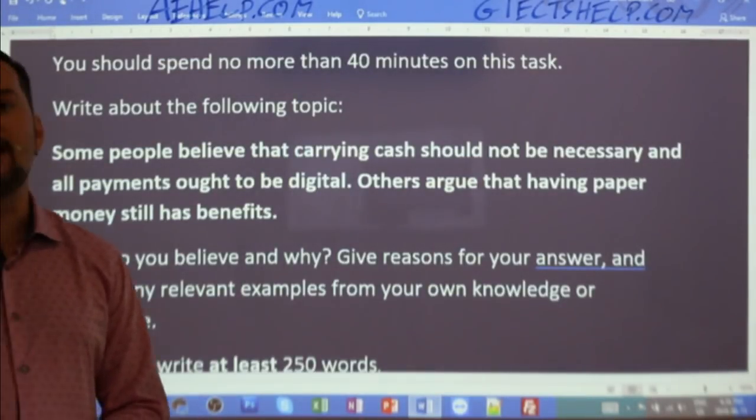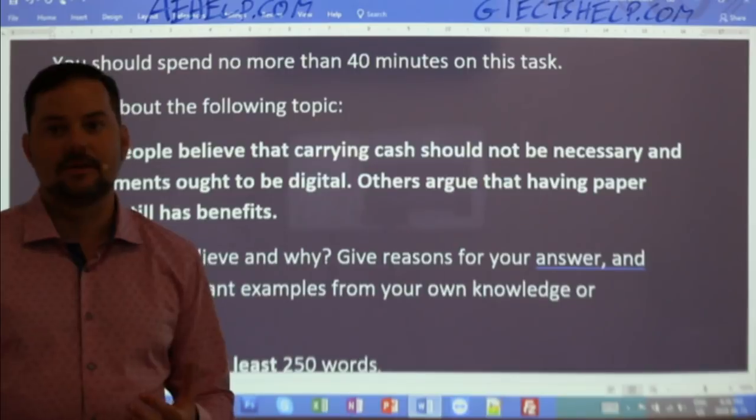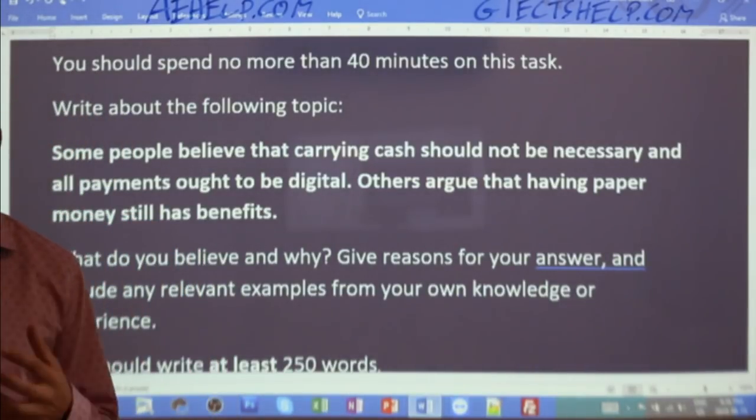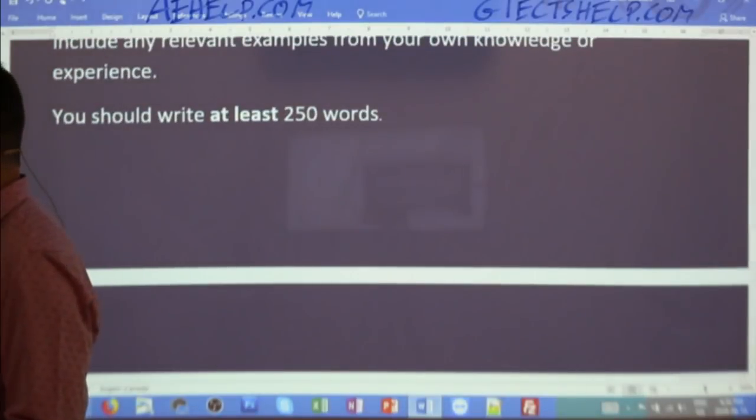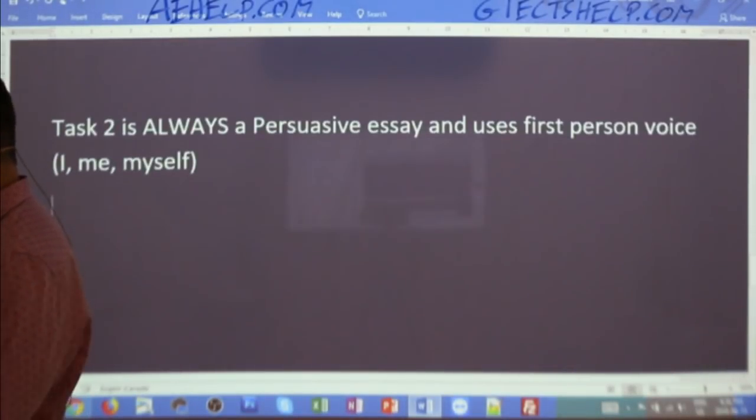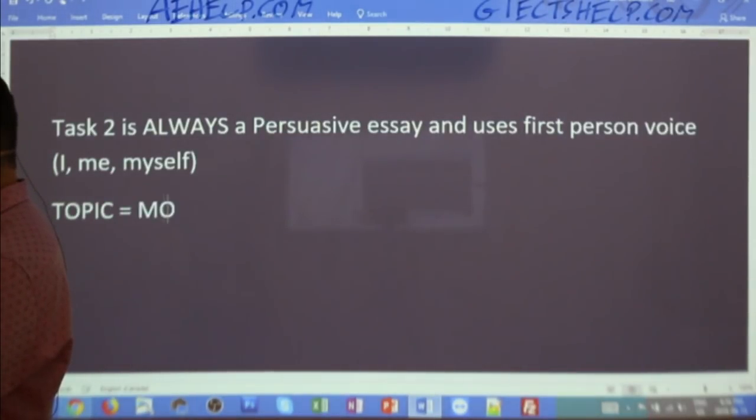Okay? Yeah, that's right, Pachu. Money. Okay? So the simple topic here is money. Okay? So keep that in mind. Topic is money. Okay, or another way that you can think about it is payment method.